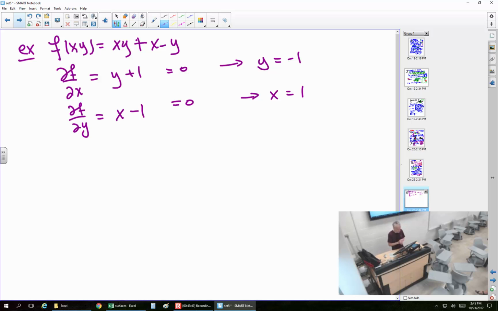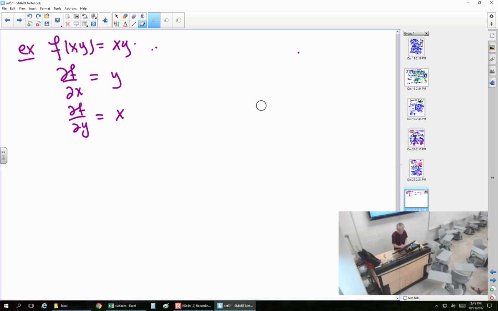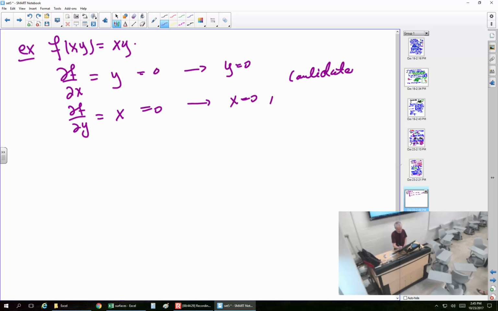So this just creates a shift. What I was looking for is the saddle point. The trouble with xy, unfortunately, is why that example doesn't work out. Well, let's do it anyway. For xy, the derivative with respect to x is y. If we set both equal to 0, then y is equal to 0 and x is equal to 0. So the only candidate is 0, 0.